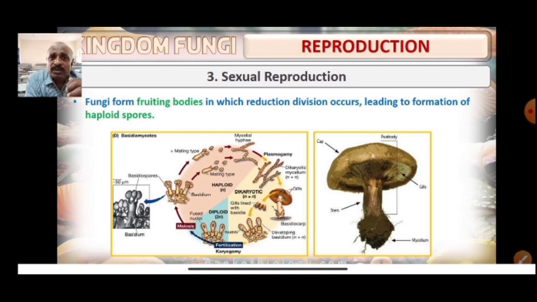So fungi form the fruiting bodies in which reduction division occurs, leading to the formation of haploid spores.